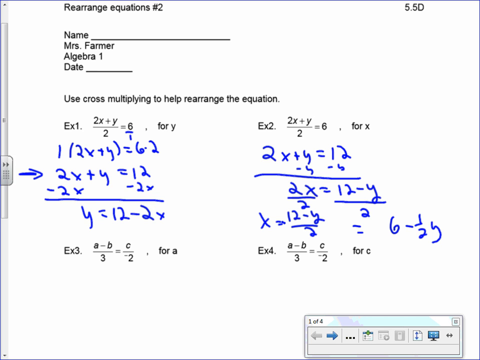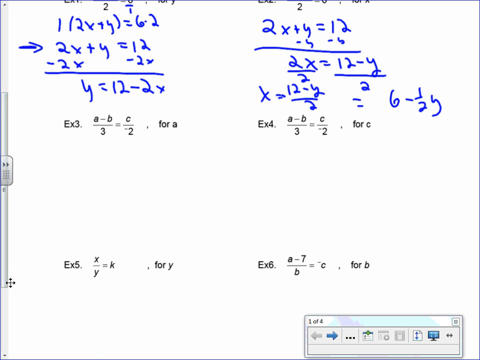Okay, so let's do a couple more just to kind of see how they feel. We're going to start by cross multiplying. Okay? Start by cross multiplying. And when you cross multiply, you get negative 2 times a minus b, and you get 3 times c. Okay? Kayla? That's a question in text. What do we do next to the left side? What property do we apply? Everybody. Distributive. Watch your signs. Negative 2a plus 2b equals 3c.